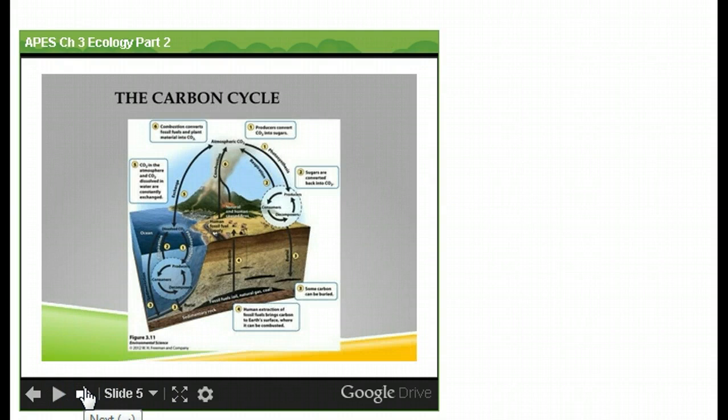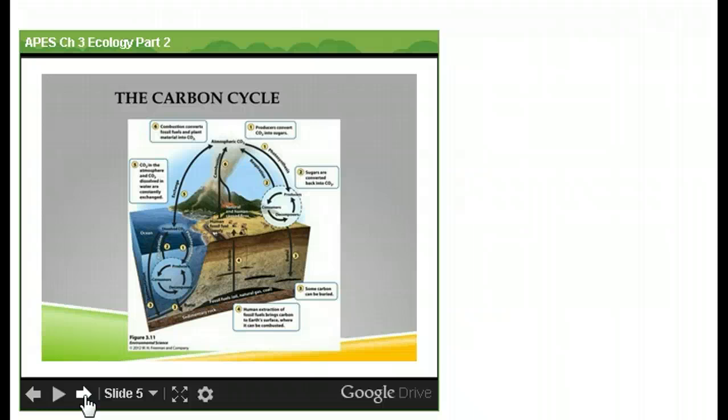Next, we're going to talk about the carbon cycle. Carbon cycle is complicated, so you'll need to know this one as well. And you can have living parts to it and non-living parts to it. So let's talk about each section. Let's talk about, you know that producers, which are plants, autotrophs, convert carbon dioxide into sugar. So that's one step of the system.